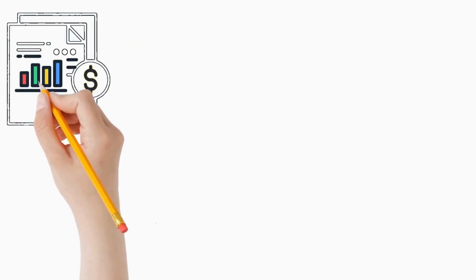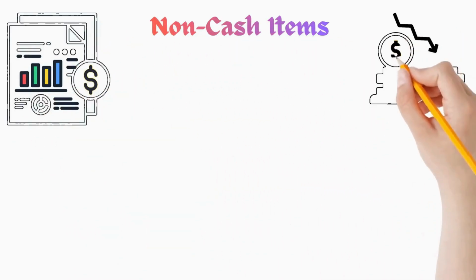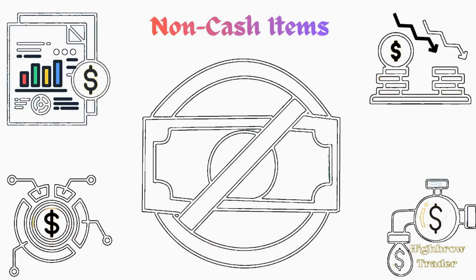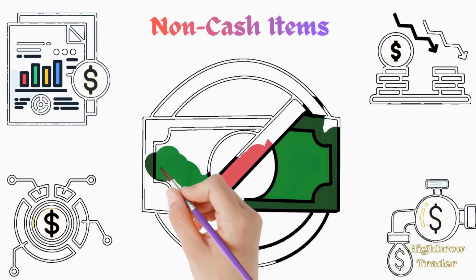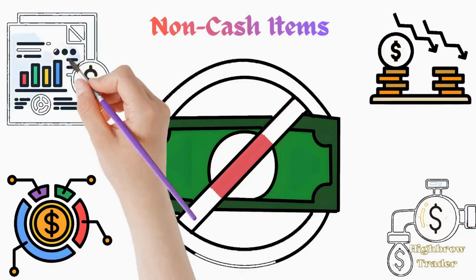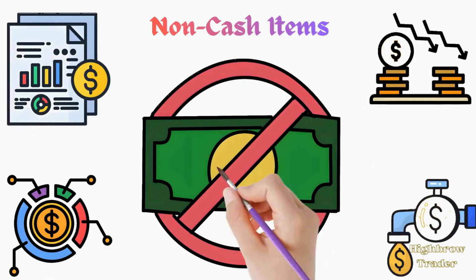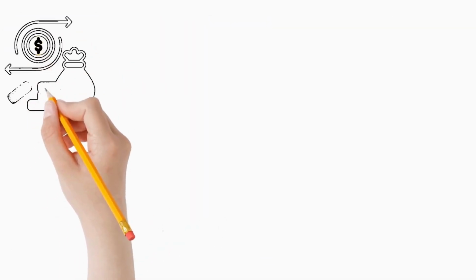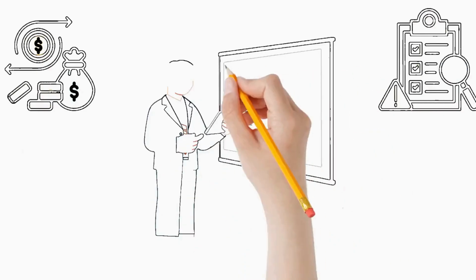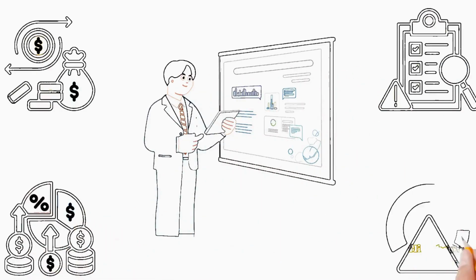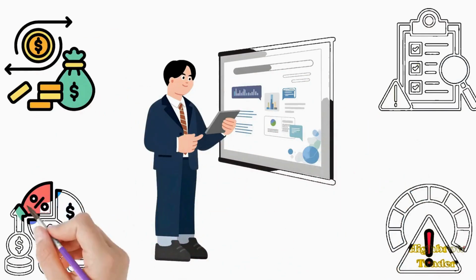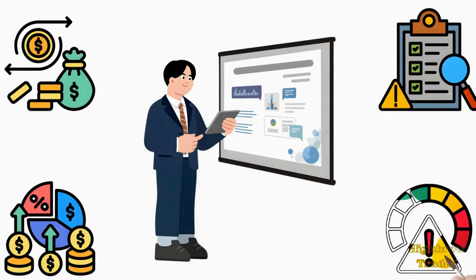Non-cash items such as depreciation and amortization reduce accounting profit but do not involve actual cash outflows. In the cash flow statement, these expenses are added back to net income to reflect real cash generation. This adjustment provides a clearer picture of liquidity. Investors analyze these items to understand how much of a company's profit is supported by actual cash. High non-cash adjustments may sometimes mask underlying performance, making careful analysis essential.